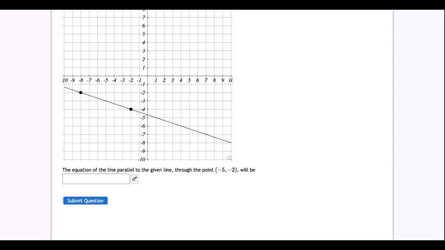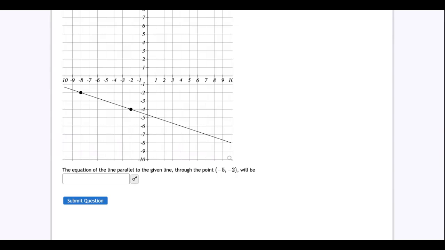Then, can you tell me how to do the slope? The slope formula is y2 minus y1 over x2 minus x1. So -2 minus -4, which would be +4, which is 2. And then -8 minus -2, which is -6. Great. So we simplify to be -1/3, right?